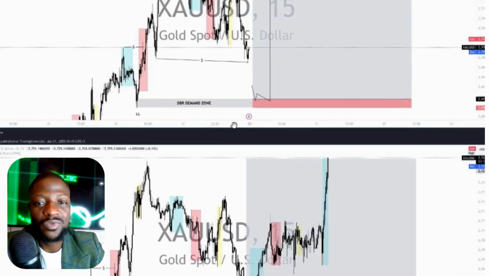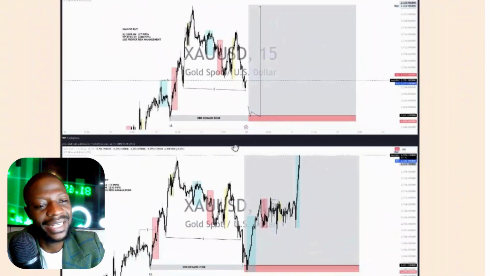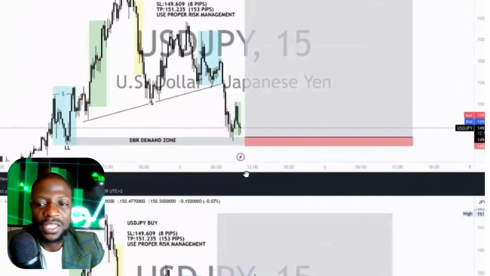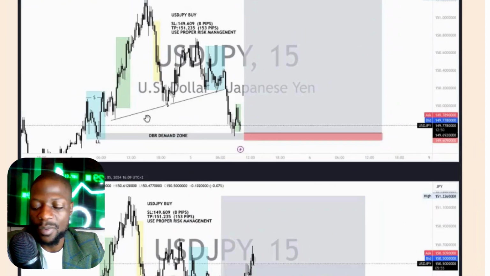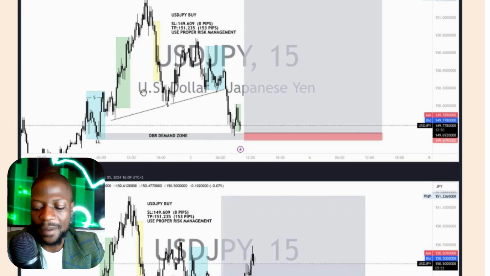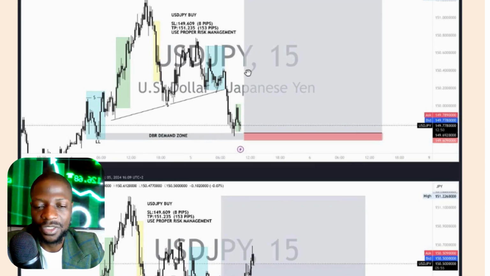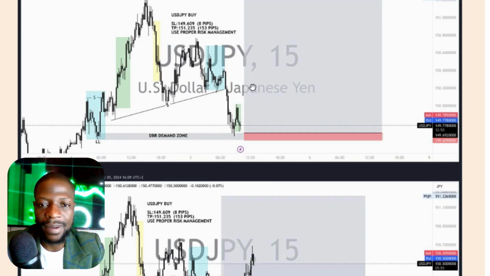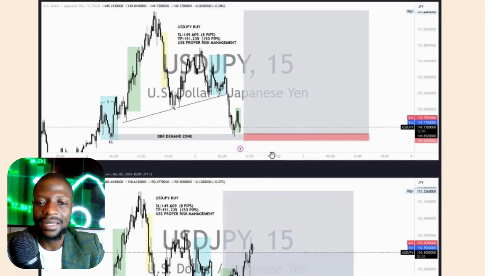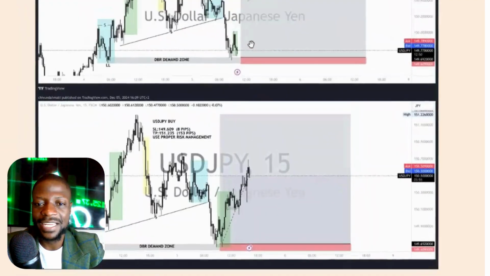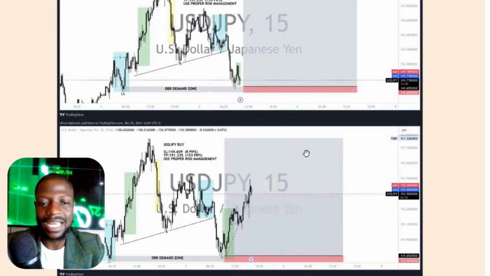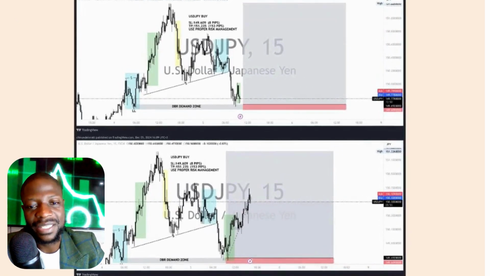Like I said, this strategy works on all tradable assets. It doesn't matter whether it's indices, commodities, gold, and all that. So another one was USD JPY right here. What do you have? You have a drop base rally, break of structure to the upside. What do we have? Change of character. You can see that the market came into our area right here, and then see what happens. The market beautifully pushed to the upside and went all the way to where we are right now. And this happens on a consistent basis, guys.